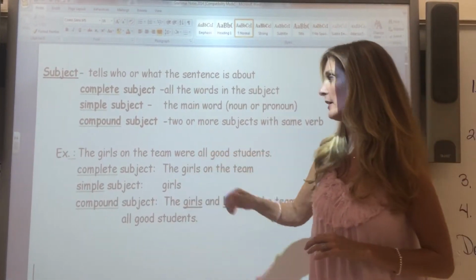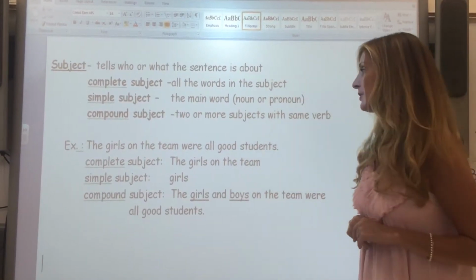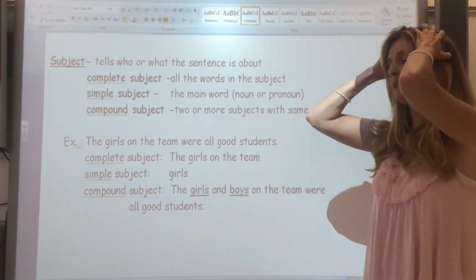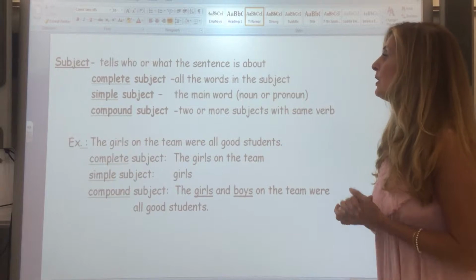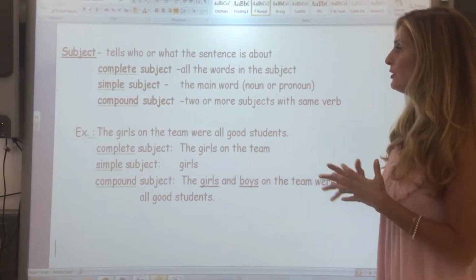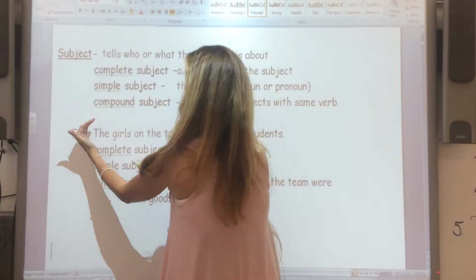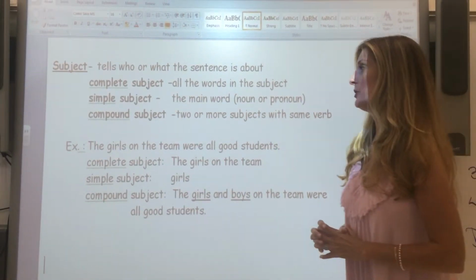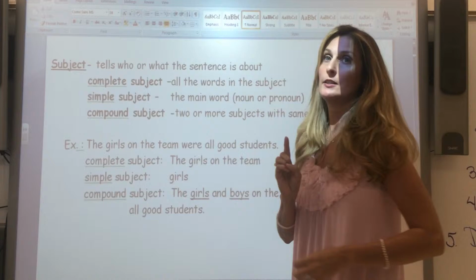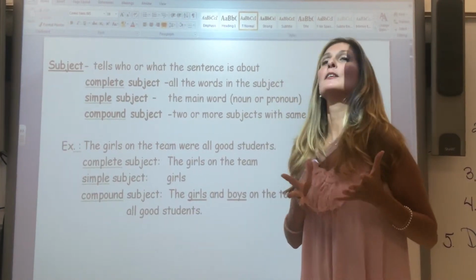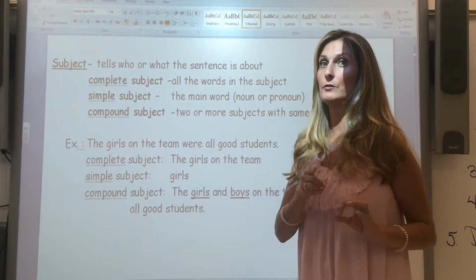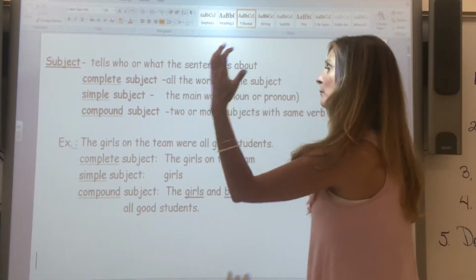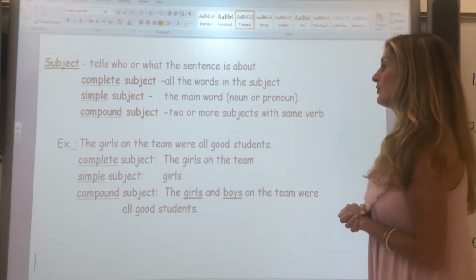Here we go. Here's an example. The girls on the team were all good students. Now I'm going to ask myself, who or what? Who or what was good students? The girls on the team. That's going to be our complete subject. Okay, that's the beginning part of the sentence, which usually the complete subject is in, but not always, and we're going to talk about that. It's before the verb. So we have the complete subject, the girls on the team.